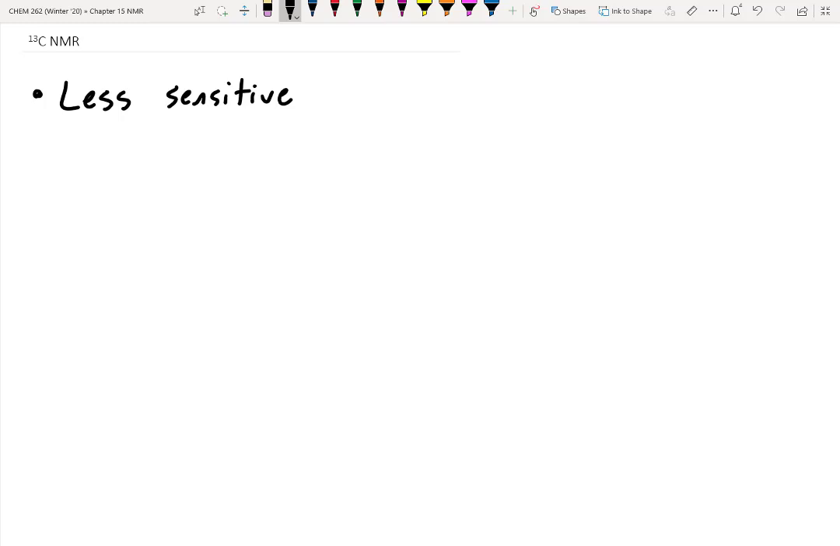Does anybody remember why it's less sensitive? Yeah, we can only look at carbon 13. That's the carbon with an odd mass number, and it's only 1.1% abundant. Why can't we look at carbon 12? Why don't we just look at the isotope that's like 99% abundant? It has an even mass number. NMR only works for nuclei that have an odd mass number, so it doesn't work here.